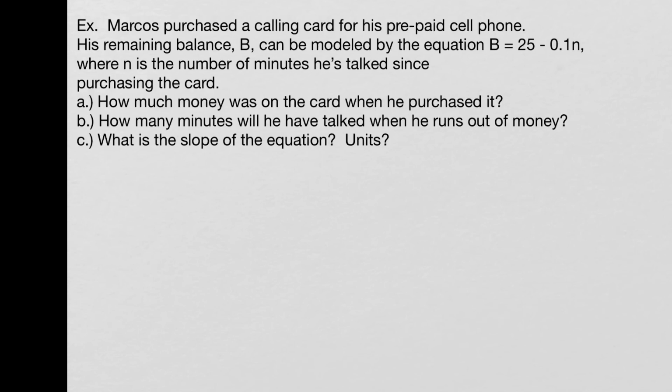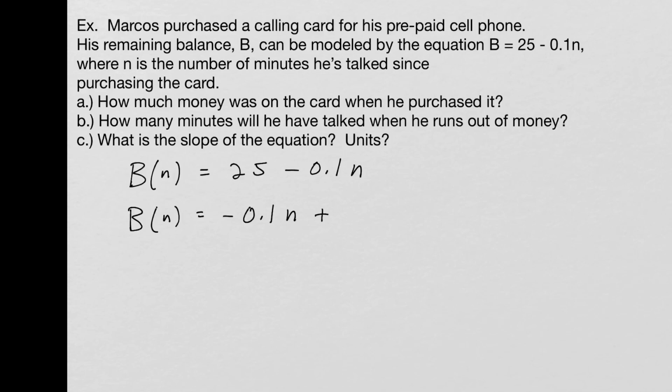Okay, so again, these questions just refer to the general idea of understanding what a linear equation is, right? So in this case, let me write down the equation right here. I have B, you can think of it as a function of n, is equal to 25 minus 0.1n. Now, if we want to put it in the slope-intercept form, we can just rearrange this. I can put this term, negative 0.1n, first, plus 25.